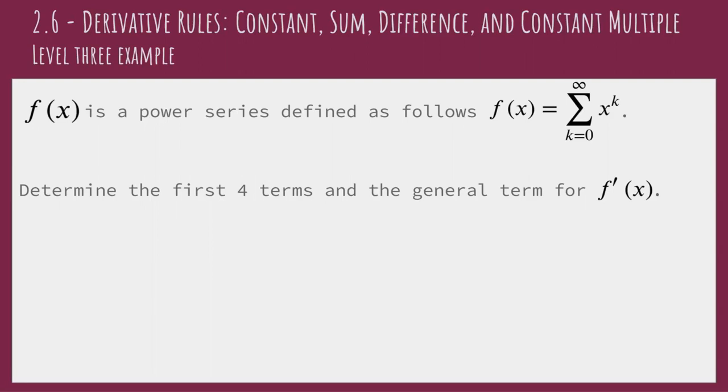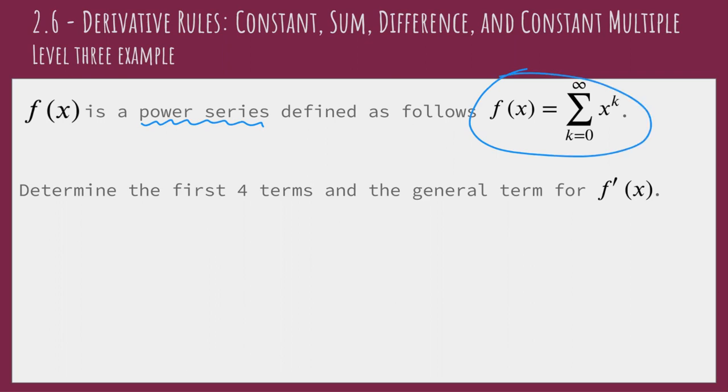Hello, Mr. Betts here. I want to take a look at an example that uses these new rules that we've been talking about for taking derivatives of functions and using shortcuts, and apply it to something we haven't talked about yet, that is power series. So a power series is essentially an infinitely long polynomial. So this sum right here defines a power series.